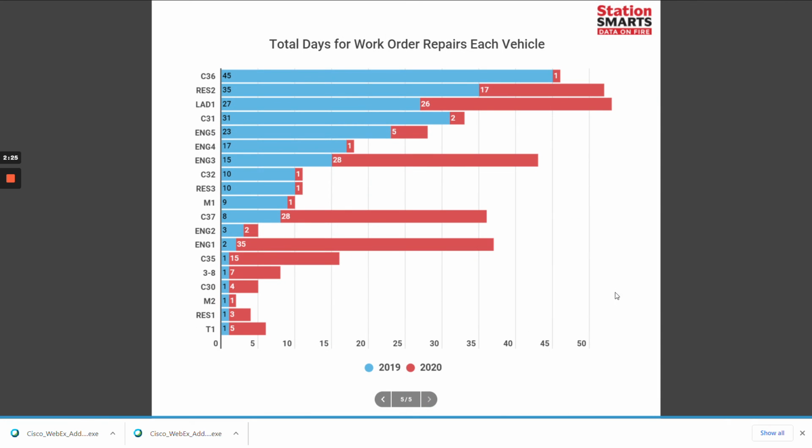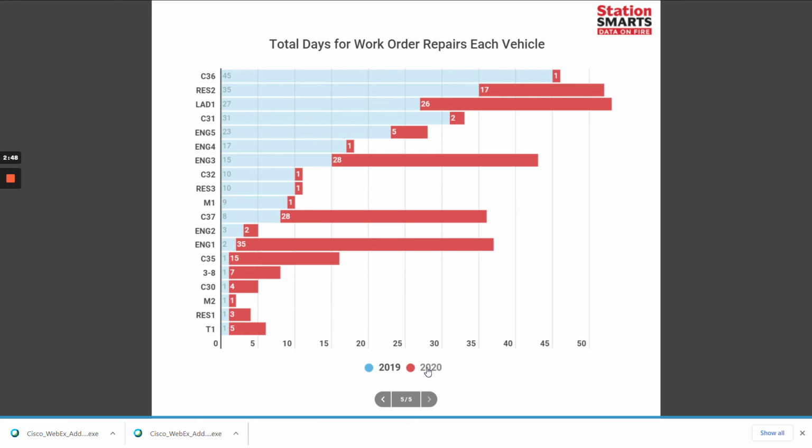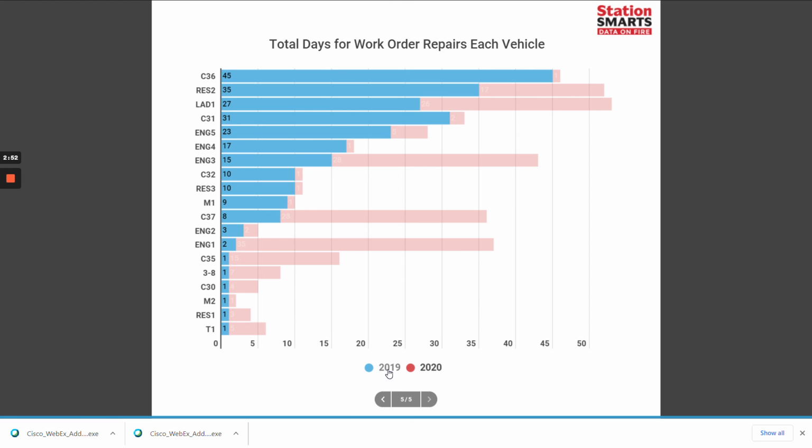So another piece of data that may be of interest is, for all these repairs, how long is the apparatus actually down for the year? So you can see in this one, this is the total, the sum of the days for these apparatus that were in for repairs. So you can hover over any of these legends and see this is the 2020 data, this is the 2019 data.